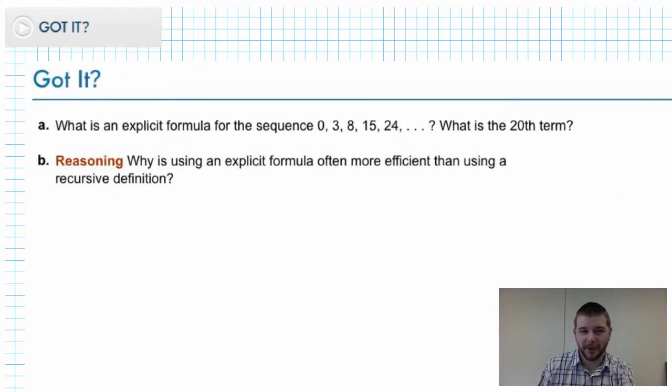And a chance to show that you have got it. A. What is an explicit formula for the sequence 0, 3, 8, 15, 24, etc.? And what is the 20th term? B. A reasoning question. Why is using an explicit formula often more efficient than using a recursive definition?